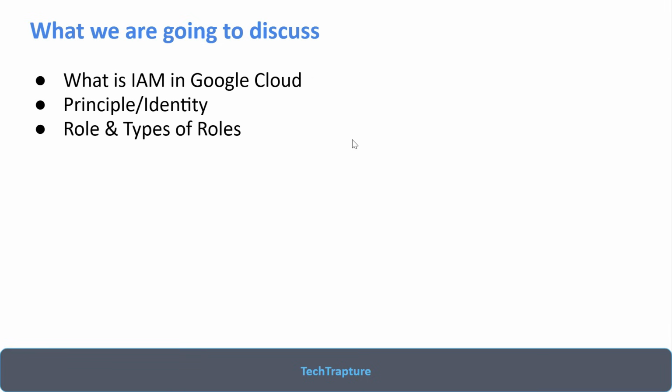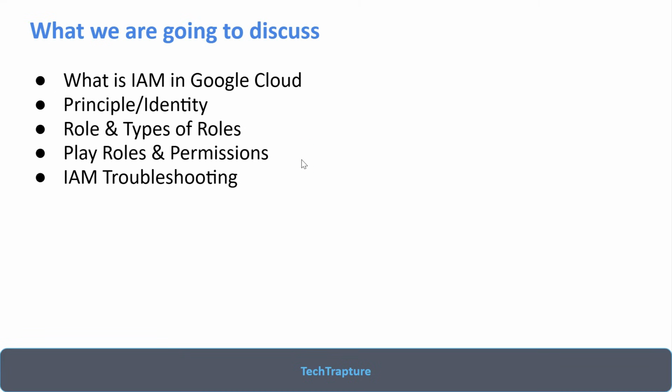Then we'll see what is a role in Google Cloud. This is a bit different from the AWS role, so we'll see different types of roles in Google Cloud. We'll play with roles and permissions. We'll try to set up a few things without a role, see what error we get, and then give the required role and try to create our resources. So we'll just play around with roles and permissions.